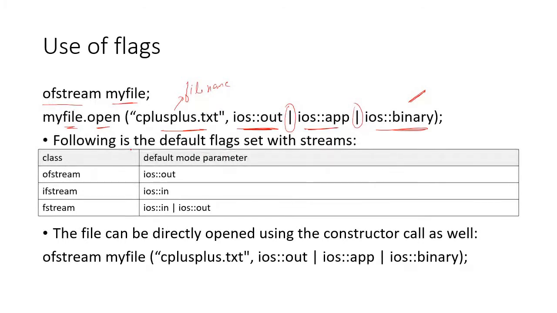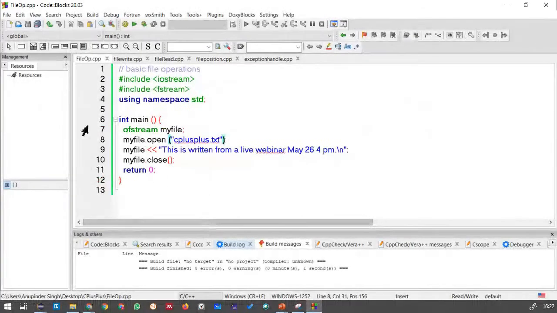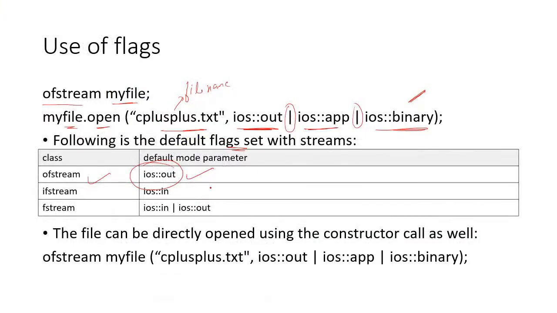There are the following default flags which are set for a specific type of stream. If it is ofstream, then by default ios::out is used. If you remember, in that particular part no second parameter was provided. Because this is ofstream, it is going to use ios::out by default, whereas for ifstream, that means we want to read from the file, so ios::in, whereas for fstream, depending upon what operation we are trying to do, the combination of both flags will be utilized.